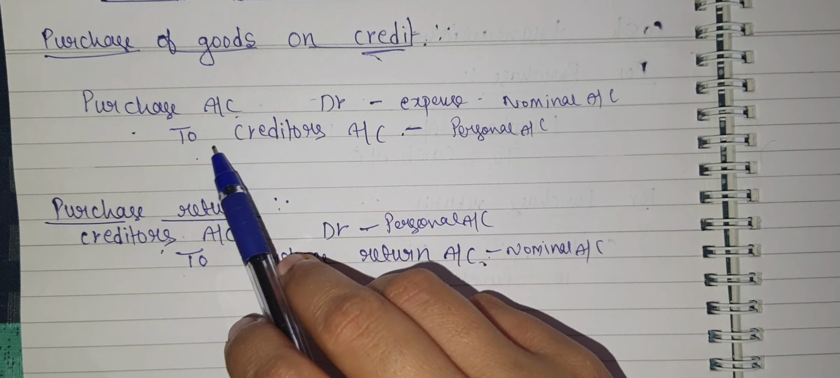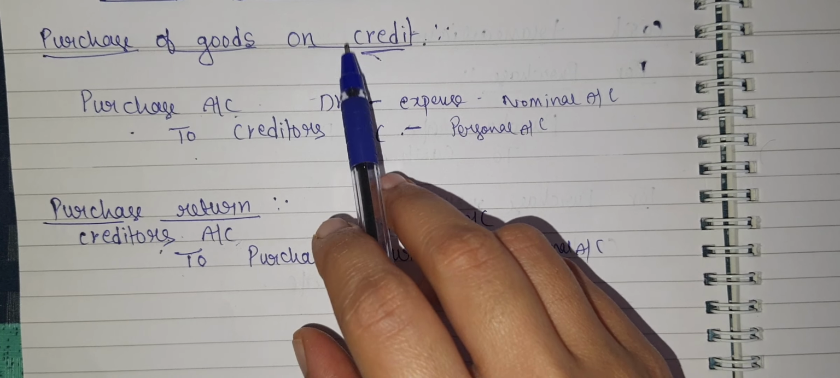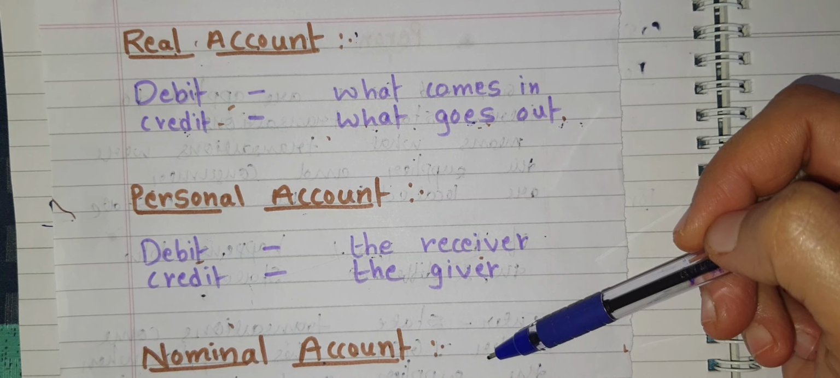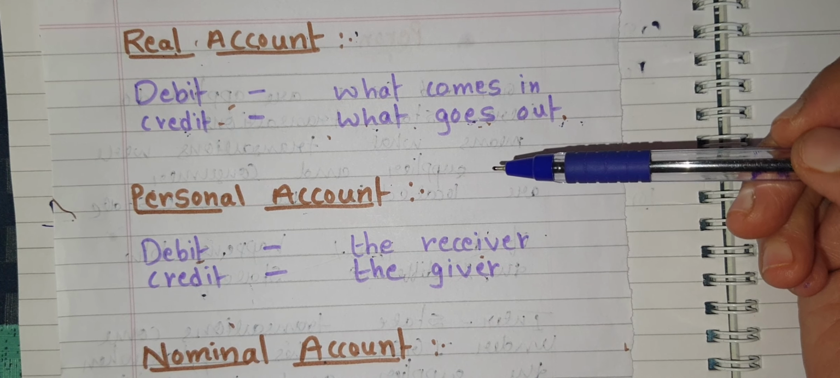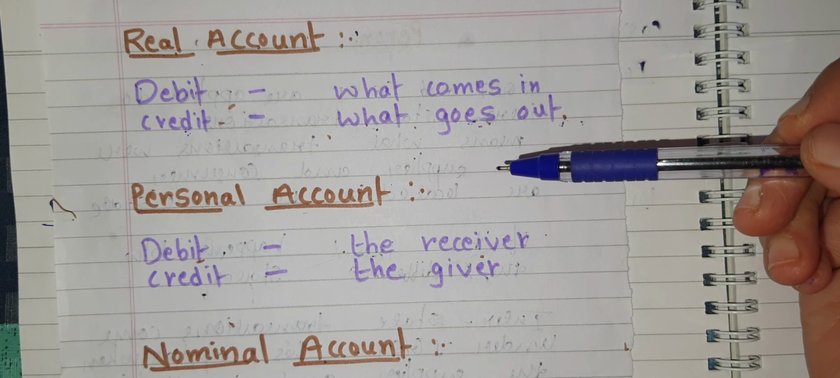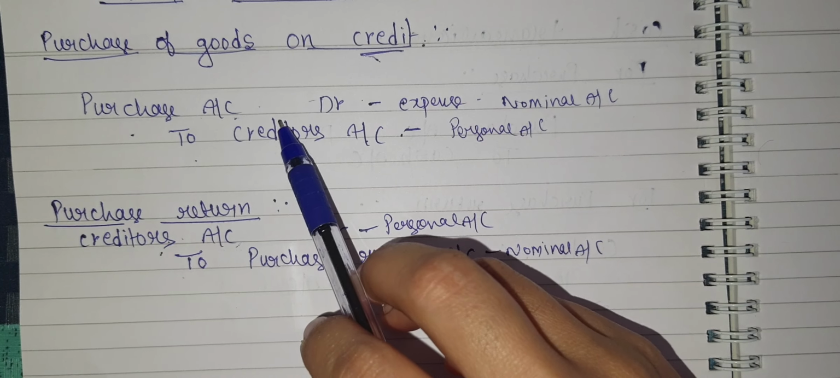Purchase account debtor to creditor's account. In this transaction, I am following the golden rules or traditional approach of accounting. I have already explained about the golden rules of accounts in my previous videos. I will provide the link in the description box. Please watch that.